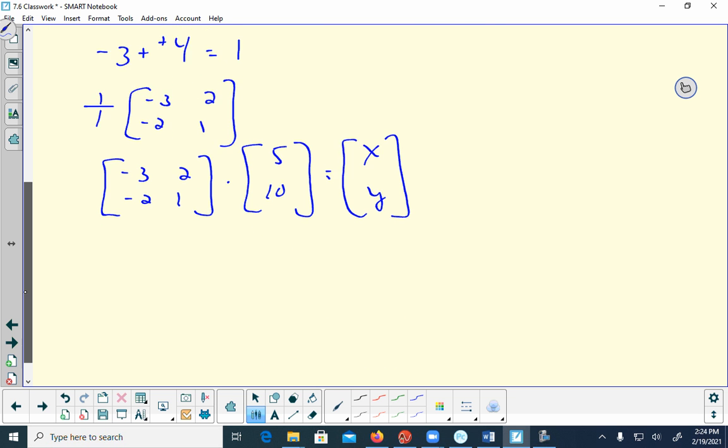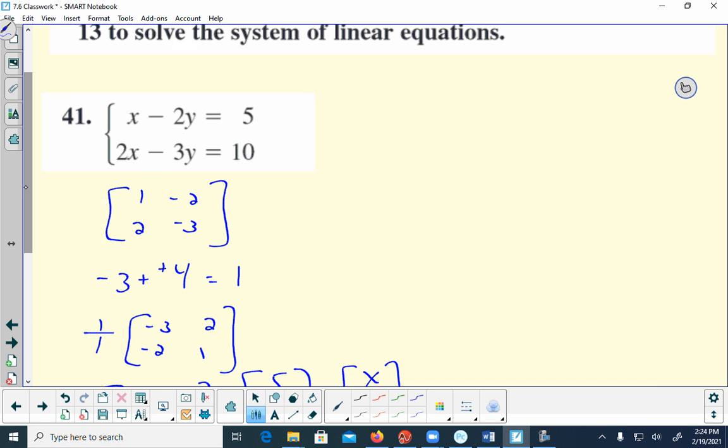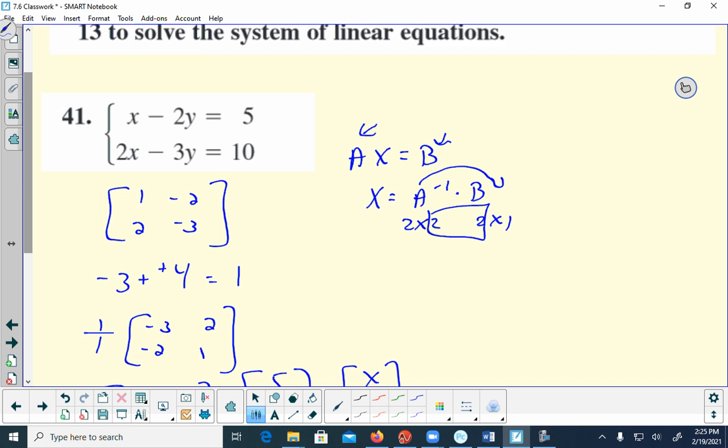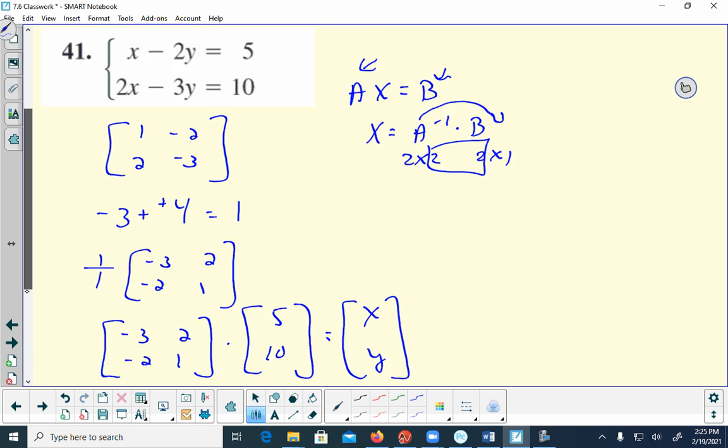And how does this work? Well, that's AX is equal to B, where this is your coefficients, this is your answer. So to find X, you're going to take the inverse of A times B. And I can only multiply it that way because this is going to end up being a 2 by 2. B is 2 rows, 1 column. They have to match. If I tried to do it the other way and I tried to put the inverse after B, I'm not going to be able to multiply it.